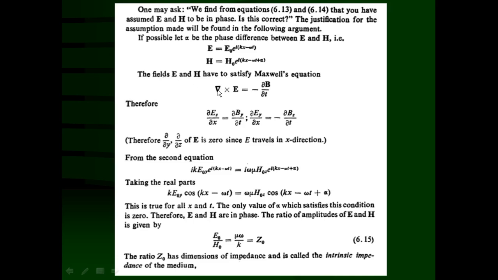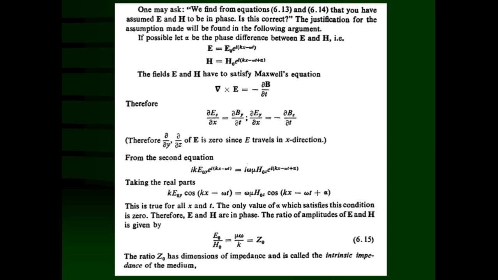The fields E and H have to satisfy Maxwell's equations. So let us consider the third Maxwell's equation, or Faraday's law of induction. Let us substitute the components of the electric field and magnetic field in this Faraday's law of induction. Curl of E is equal to minus del B upon del t. How to evaluate this determinant? We know that A cross B can be determined by taking a determinant with i, j, k in the first row, the second row is del x, del y, del z, and the third row is the components of the electric field, that is Ex, Ey, Ez. That way, curl of E can be evaluated.